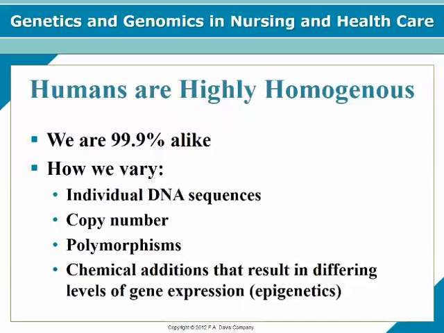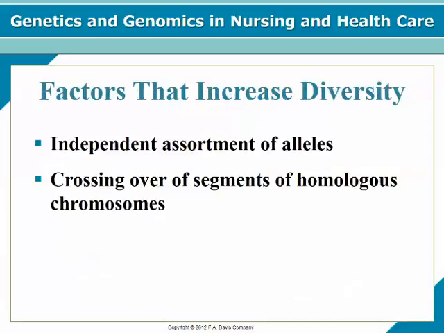Factors that increase diversity. Genetic diversity is due to independent assortment of alleles during meiosis and crossing over of segments of homologous chromosomes. So we have this independent assortment of alleles, and during meiosis is when that diversity takes place.